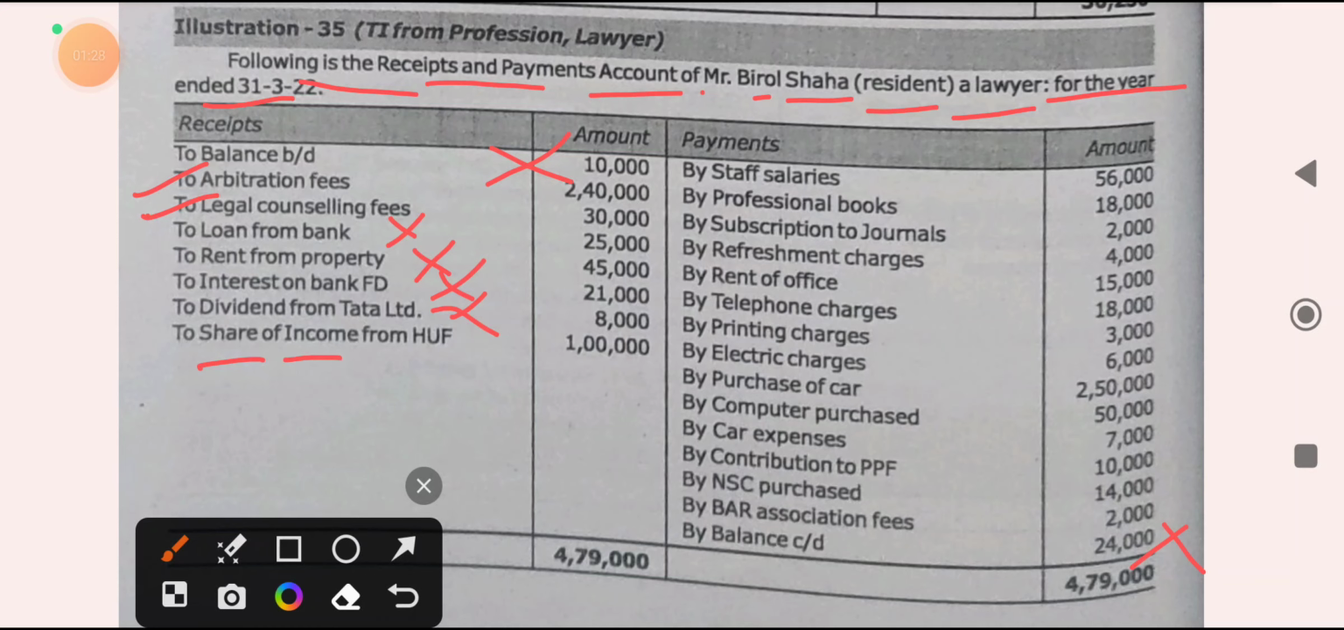Share of income from HUF, this will not come here, and it is also exempted from tax. I will come to that in the section 10 exemptions. Next, expenses, let us see the expenses.